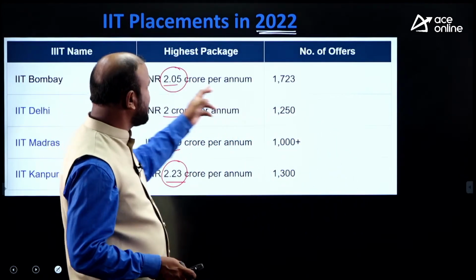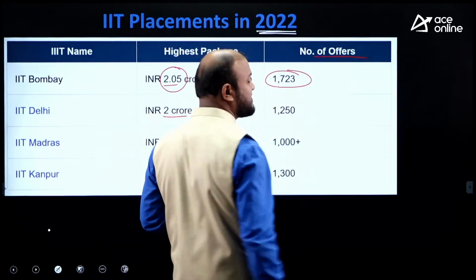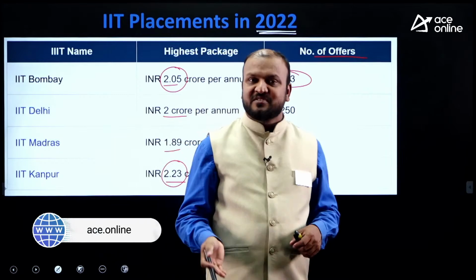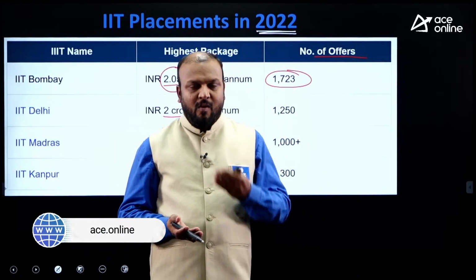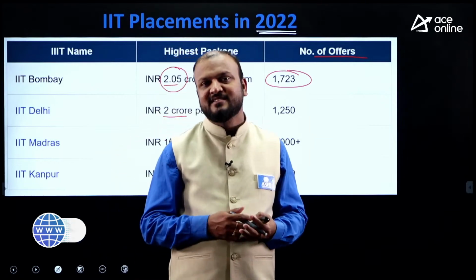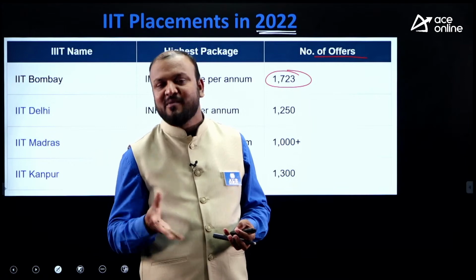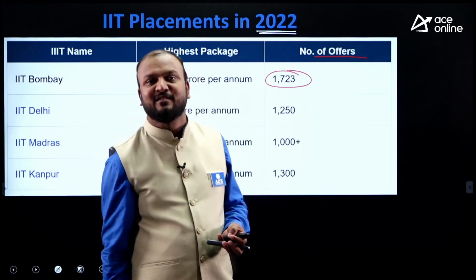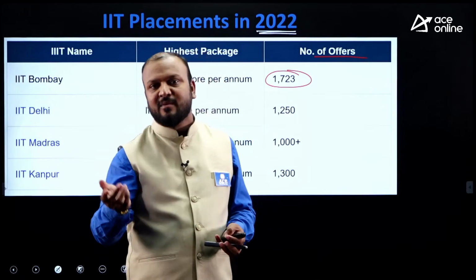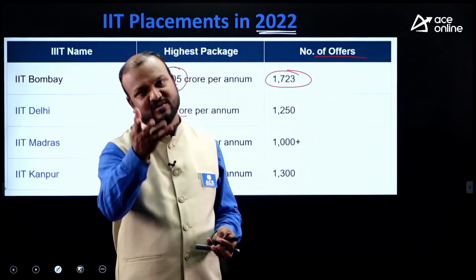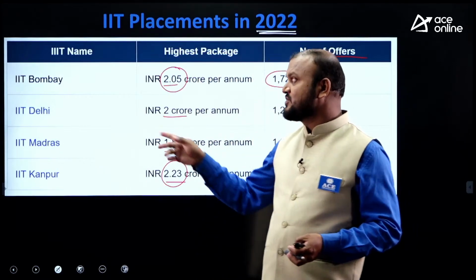IIT Bombay students got 1,723 offer letters. It means every student has a minimum of 10 offer letters right now. Minimum 10 offer letters in hand. So when a company comes to you, the company will not offer you; you have to demand from the company. What you want, you have to demand, or else the company will offer you some salary. Demanding is only possible if you study in IITs.